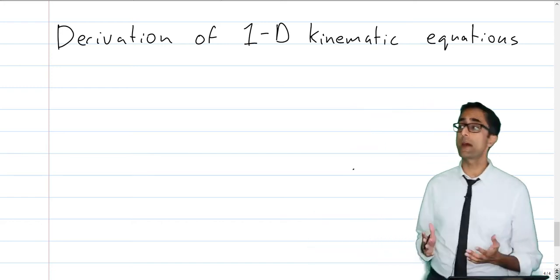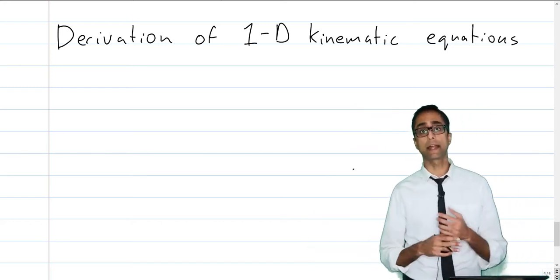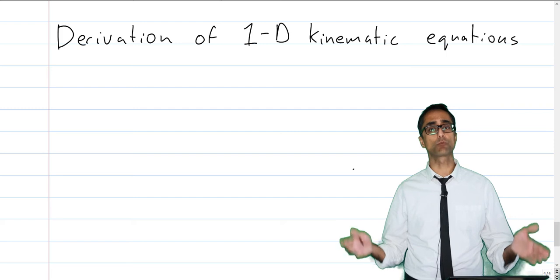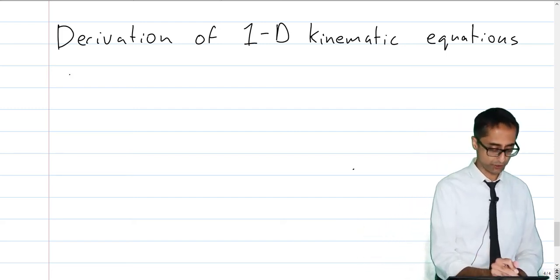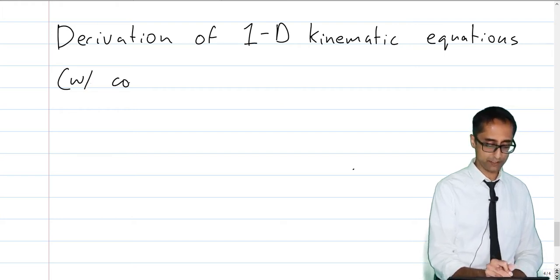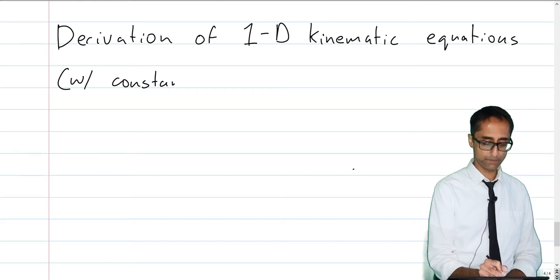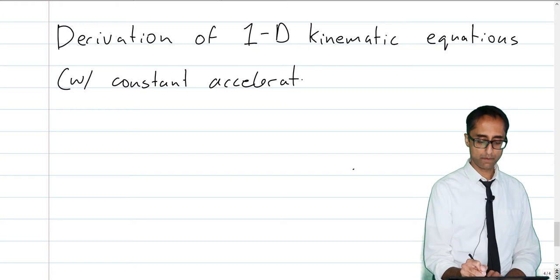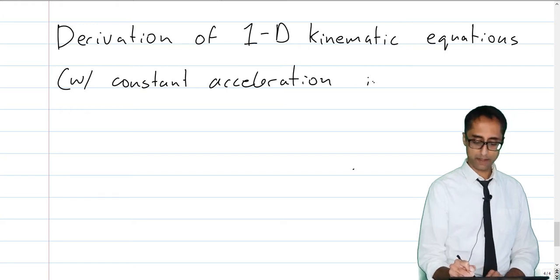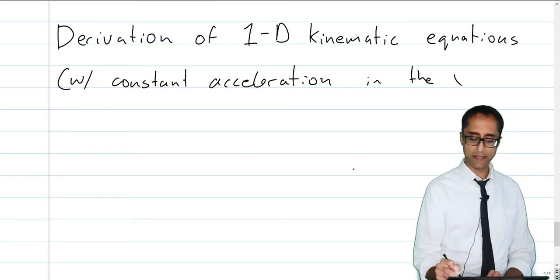And the other condition that we are going to set is, again, one that we established last time, and that is one of constant acceleration. So this is derivation of one-dimensional kinematic equations, and we'll just write that we have constant acceleration and we're doing this in the x direction.